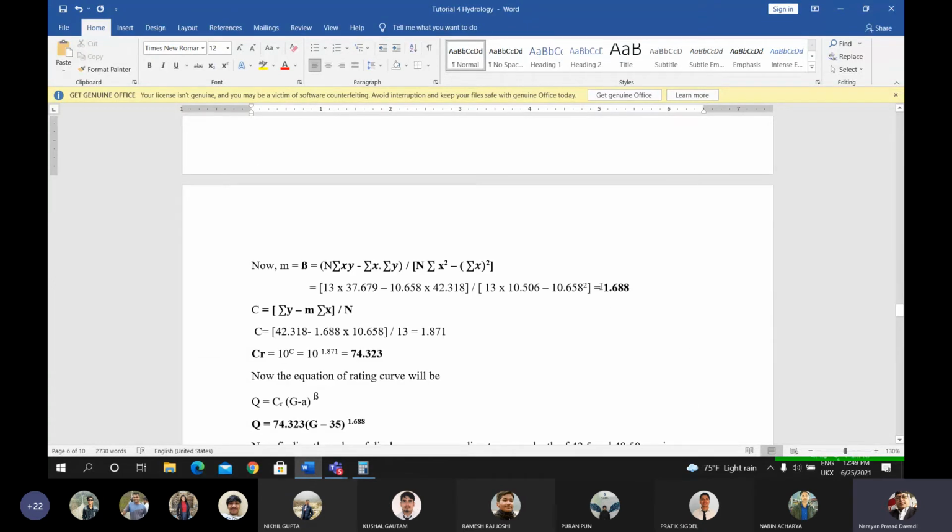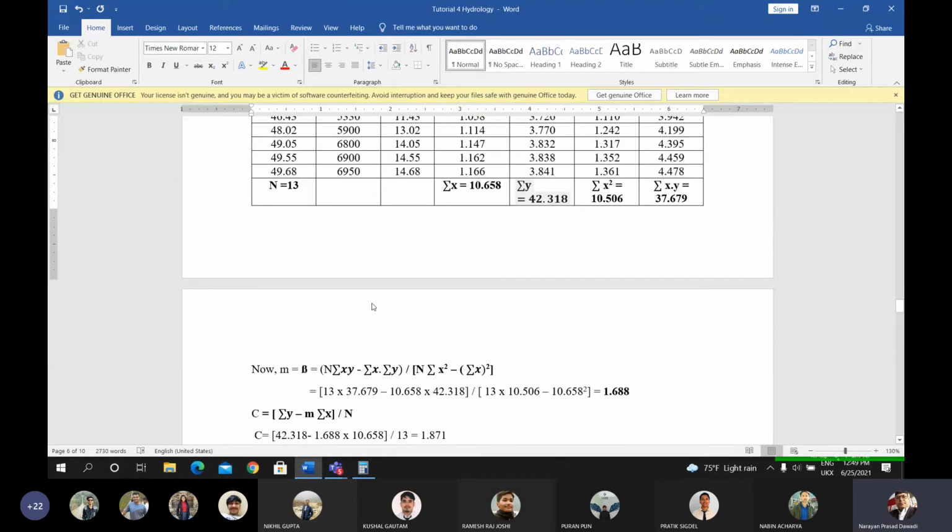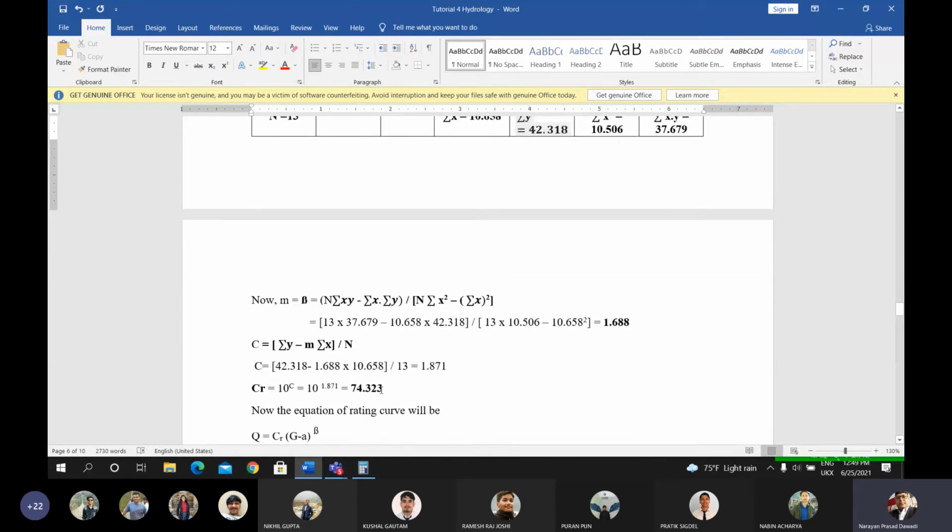Now put this beta value in to get the value of the constant c. The constant c is calculated by summation y minus beta summation x, divided by n. Here beta is equal to m, so you can put either m or beta, the value is the same. The summation y value is 42.318 minus m value 1.688 into summation x value 10.658, divided by the number of data, 13. You will get the value of c as 1.871.